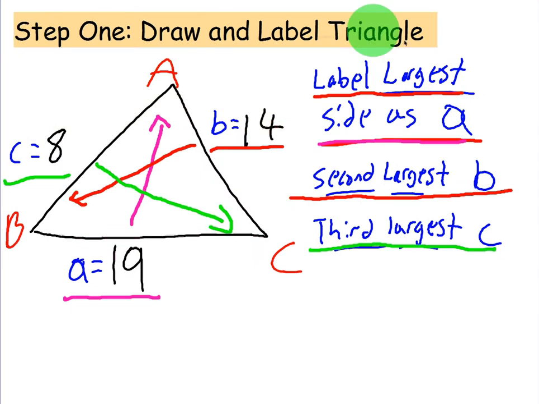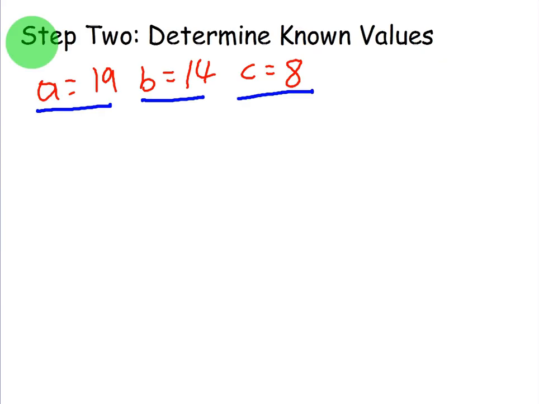Step one, you're going to go ahead and draw and label the triangle. You're going to label your largest side as little a. The next biggest side, you're going to label little b. And then the smallest side, you're going to label little c. Because of that, we will then be consistent with our angles. The angle opposite the biggest side, we will call big A. Then the middle angle opposite the middle side, we will call big B. And finally, the angle opposite the smallest side, we will call big C. Very simple. Next, you're going to label what you know. Little a is 19, little b is 14, little c is 8.